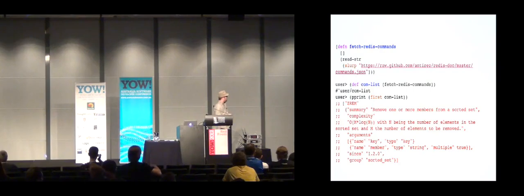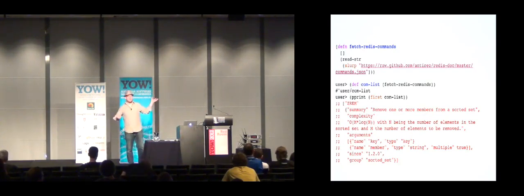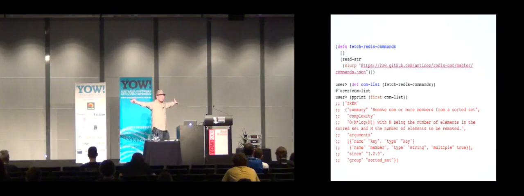So this is what it looks like in Clojure data structures. The first position is zrem, which is the name, and then it has a bunch of stuff. It's basically a map, right? It has a summary and a complexity and some arguments, which is another list of things, the since and the group, right? This is all the data parsed into Clojure data structures. So what do I do with that? What do you suppose the logical step here is? Now that we have this data, we know how to write macros, what do we do?